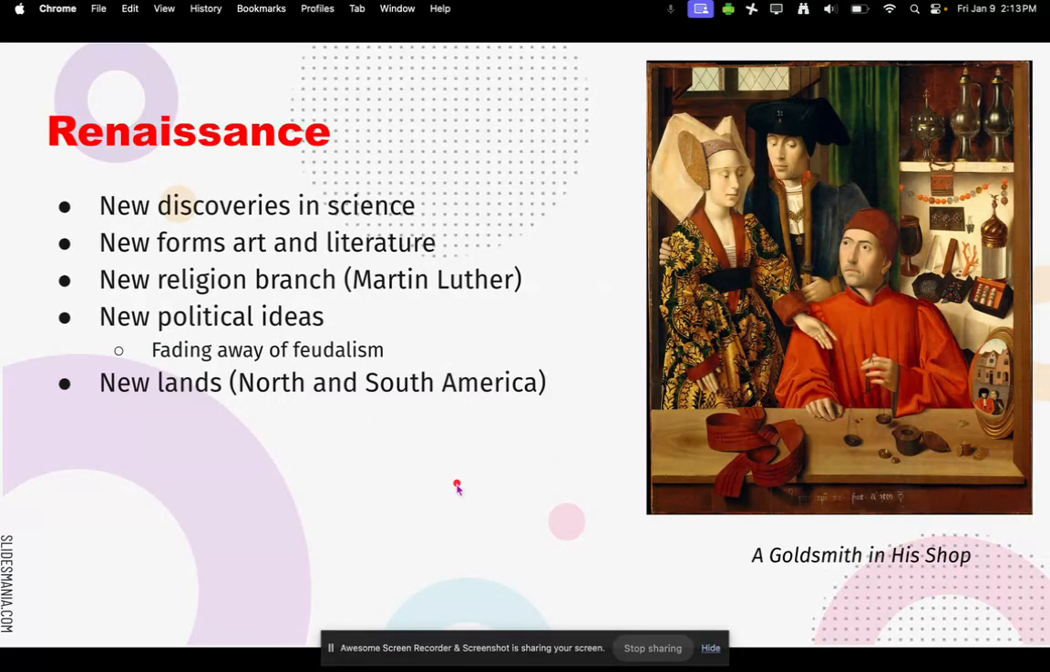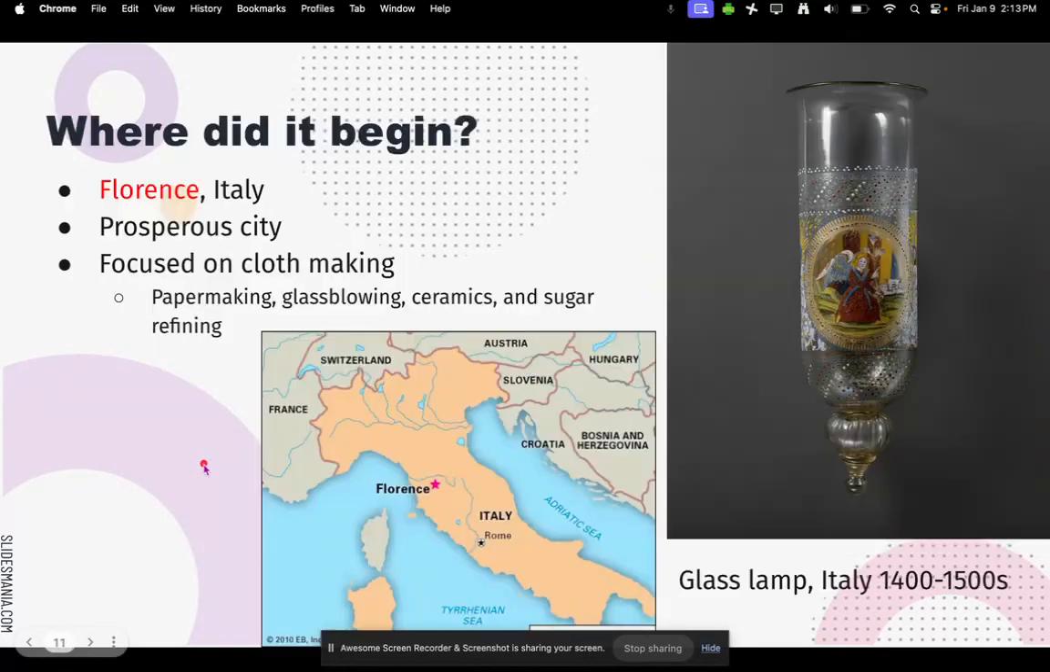During this time, there are also new discoveries in science. There are new forms of art and literature. There are new religious branches. We'll talk about Martin Luther a little bit later on, and new political ideas. We talked about in the Middle Ages that there is a lot of peasantry, and how horrible their life was in serfdom. Now, during the Renaissance, Europe is going to fade away from feudalism. They're going to fade away from having peasants into new political societies. There's also the exploration of new lands by Europeans, so that is North and South America.